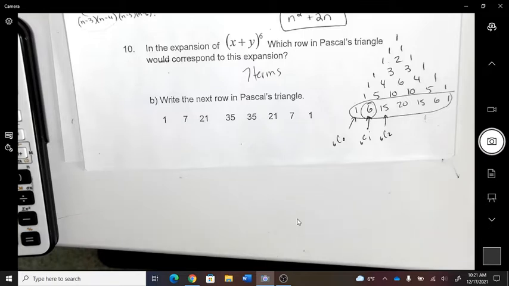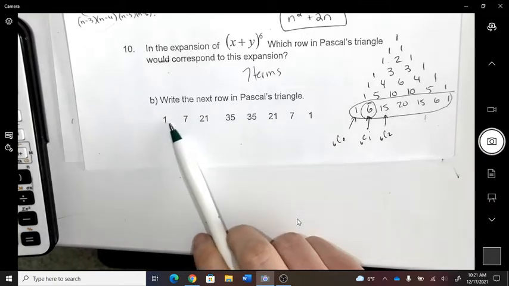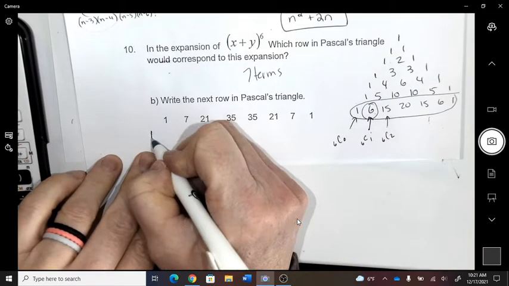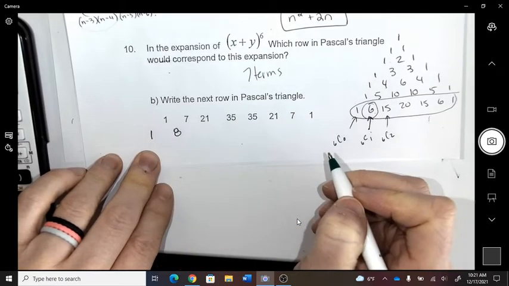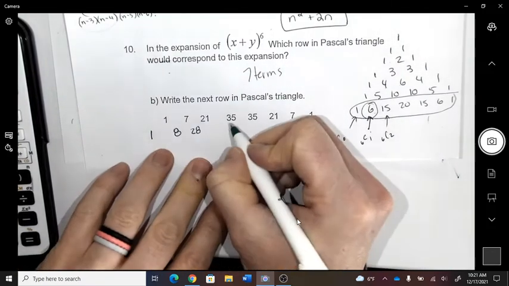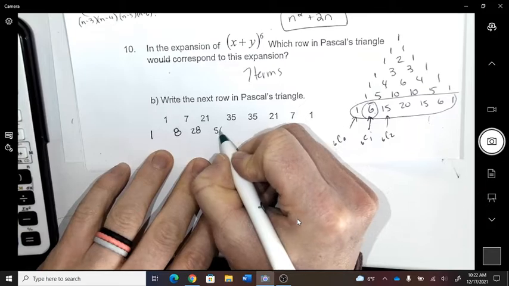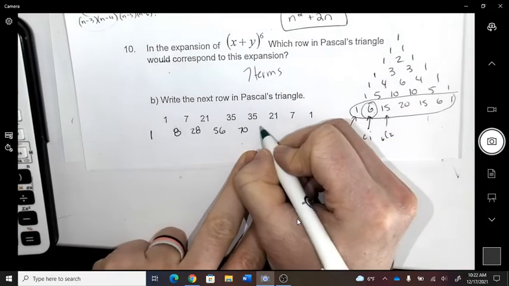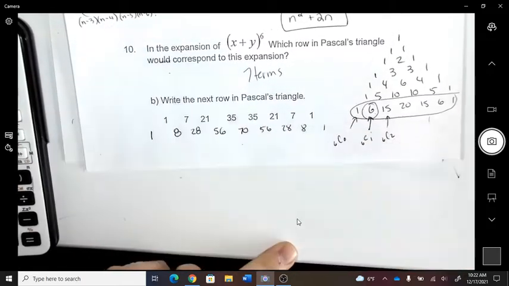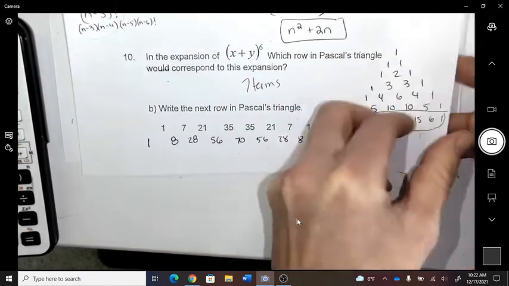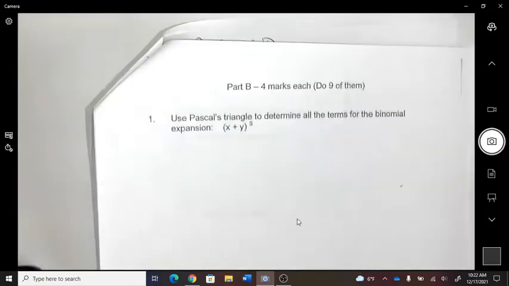Okay, write the next row in the Pascal's triangle. If I gave you this one, what's the next row? Okay, so it'd be 1, 8, 28. What's this one? 56, 70, and then it kind of just mirrors, right? Okay, everyone's good with the Pascal's triangle patterns? Just adding.